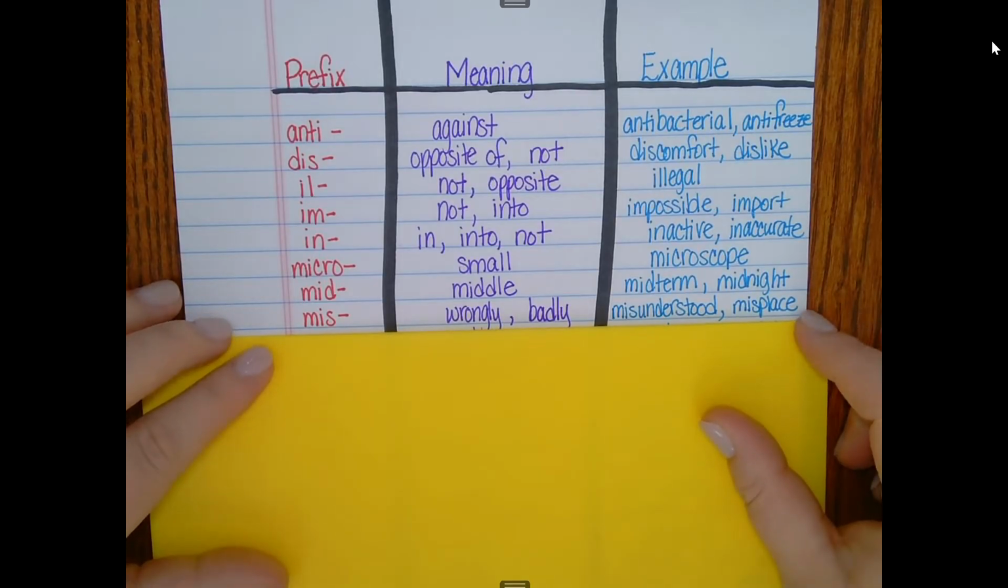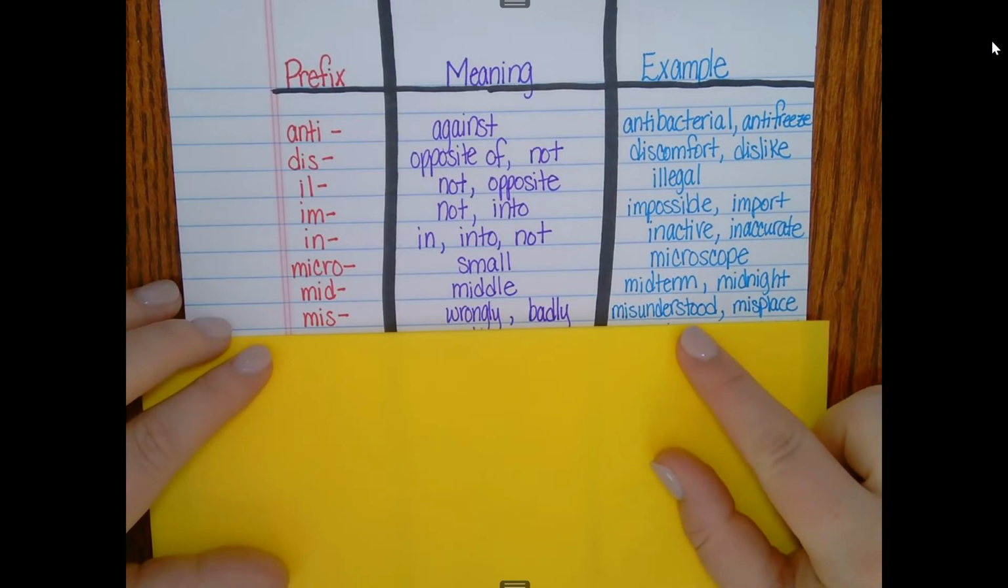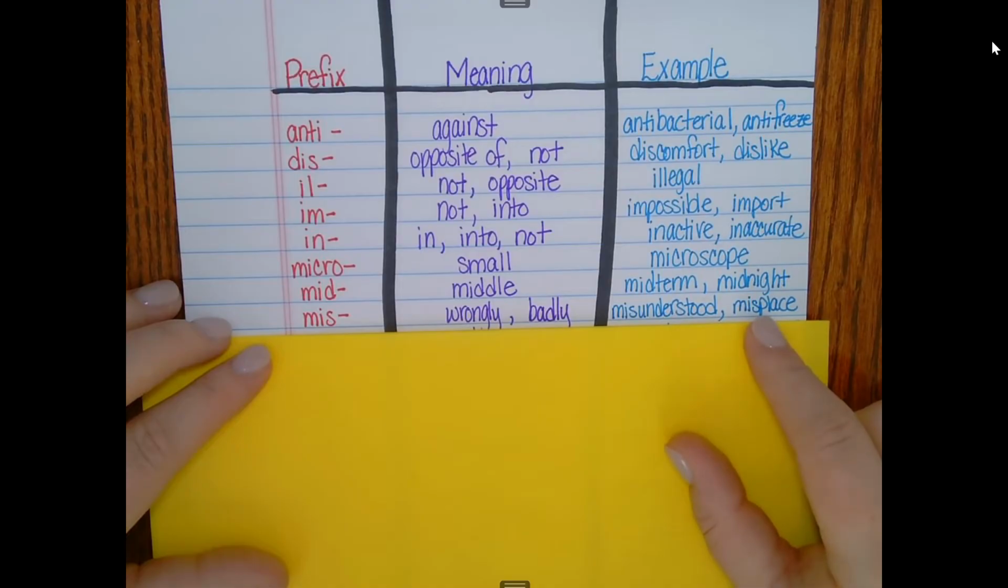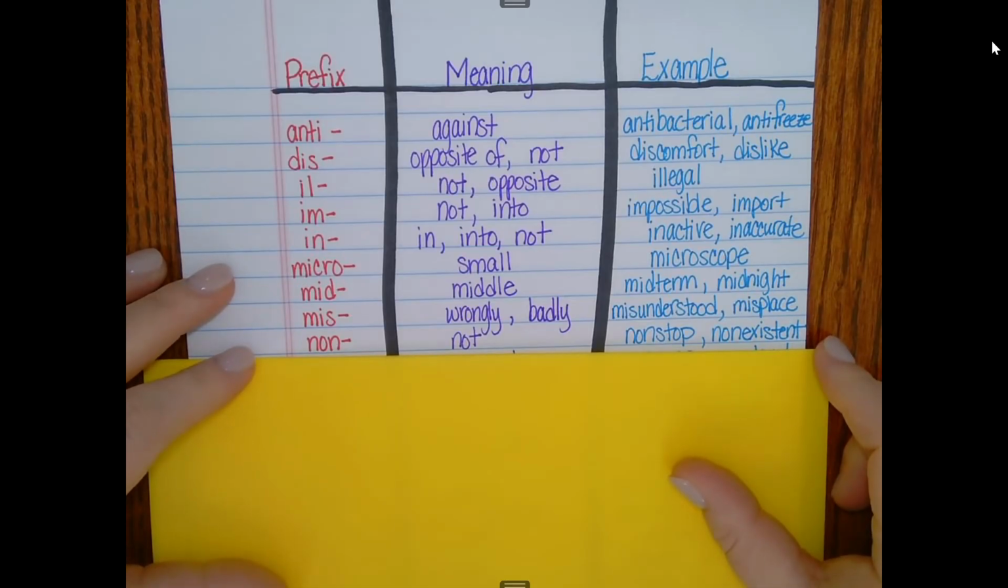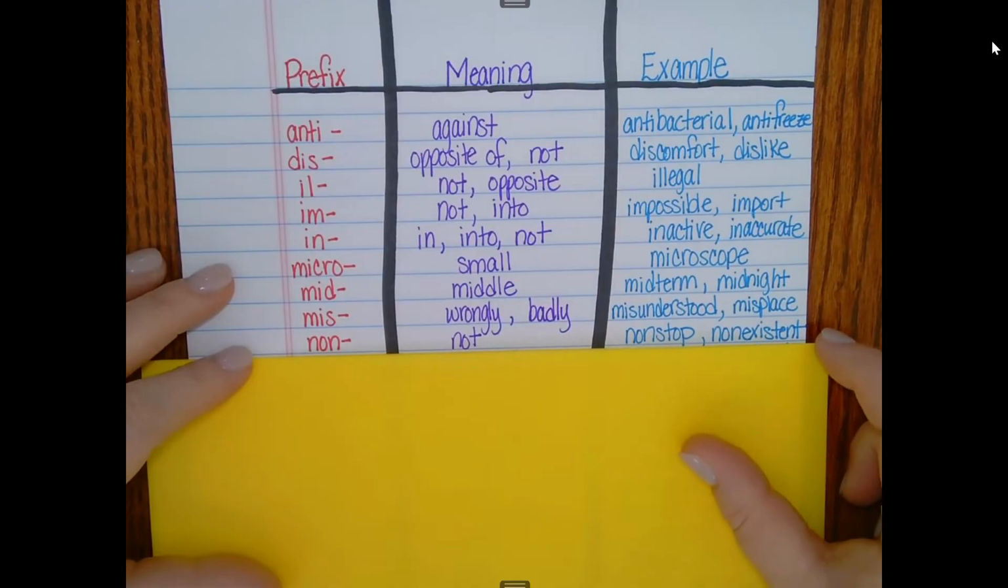Mis. The prefix mis means wrongly, or it can mean badly. Misunderstood. That can mean that you were badly understood or you were wrongly understood. Okay? Misplaced. That means that something was badly placed, so it was lost. Non. The prefix non means not. Non-stop. If something is going non-stop, it is not stopping. Non-existent. If something is non-existent, it does not exist.